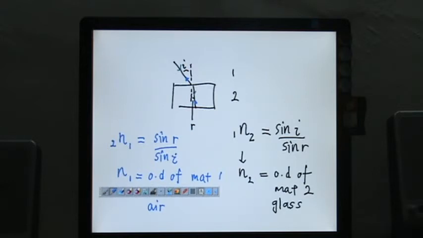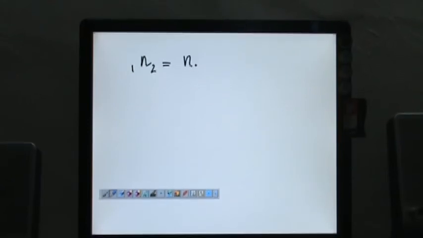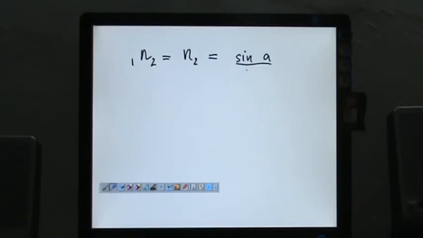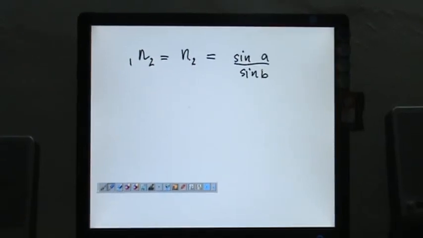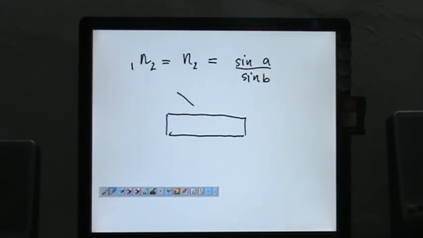So the conclusion, on a new page: 1 and 2 is actually N2, which is sine A over sine B. If I draw a very large diagram, here is A, here is B. This 1 to 2 is the refractive index of 2, sine A over sine B.